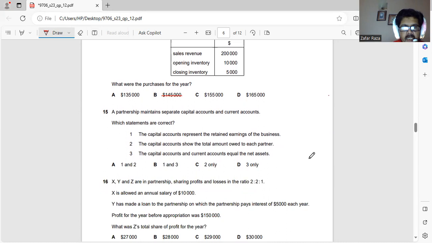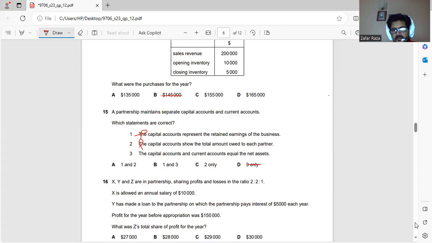Now come to 15. A partnership maintains separate capital accounts and current accounts. Which statement? The capital account represents the retained earning of the business? No, it can't be. The capital account shows the total amount owed to each partner? No, because what the business owes to partners is in the current account also. The capital accounts and current accounts equal to net assets. Only one is left, so option D is going to be the answer.